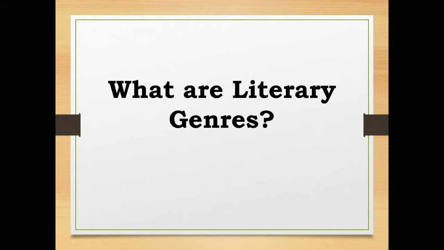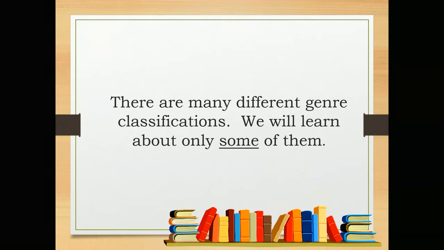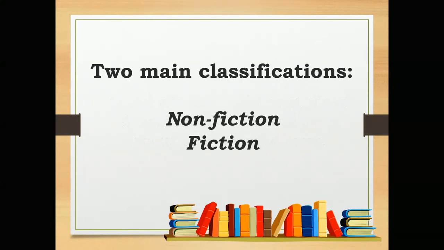Answer the question: what are literary genres? Categories used to group different types of literary work such as non-fiction, fiction, and poetry. While there are many different genres and classifications, we will learn about only some of them. Two main classifications: non-fiction and fiction.